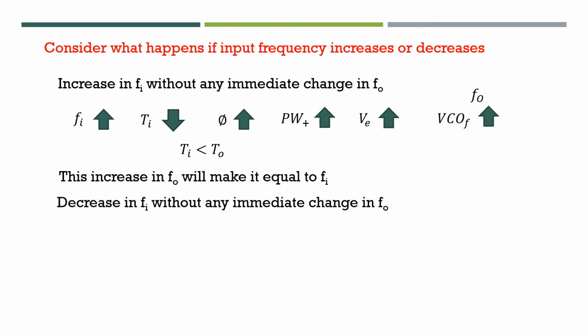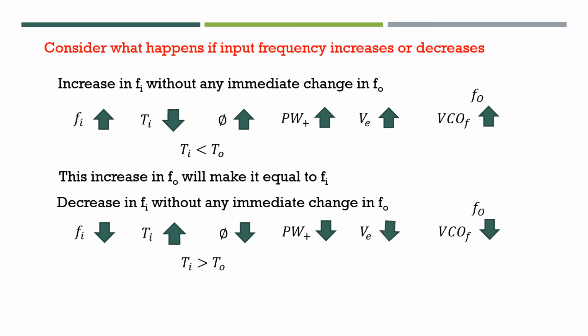Now a decrease in Fi without any immediate change in F0. Fi decreases, so Ti is greater than T0. Ti increases, so phi decreases. If Ti increases, phi decreases. PW plus decreases, the error voltage decreases. So the VCO frequency F0 decreases. So in this case, the decrease in F0 will make it equal to Fi.